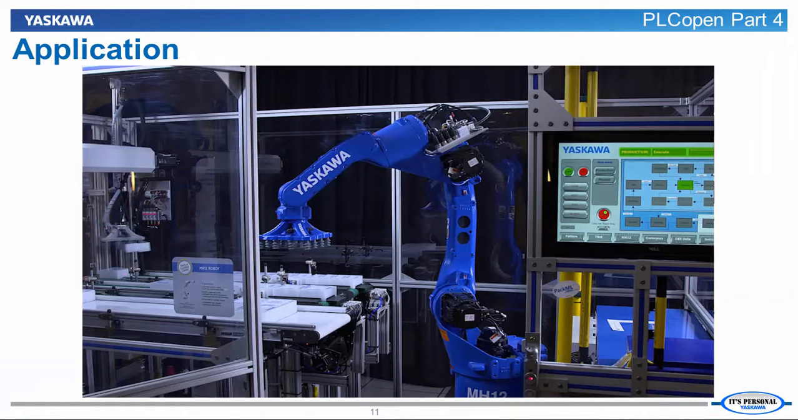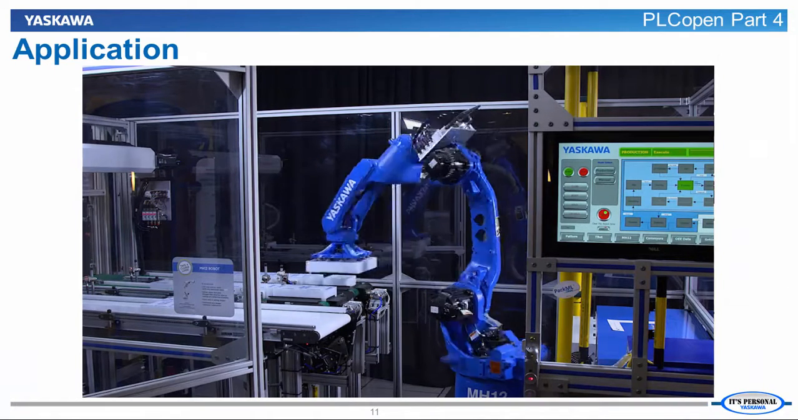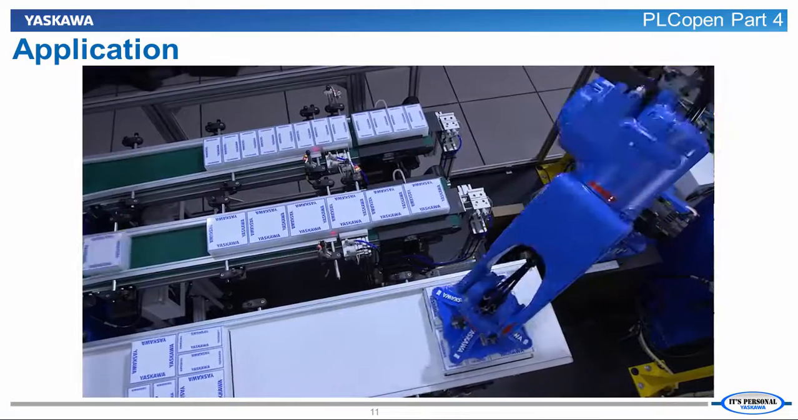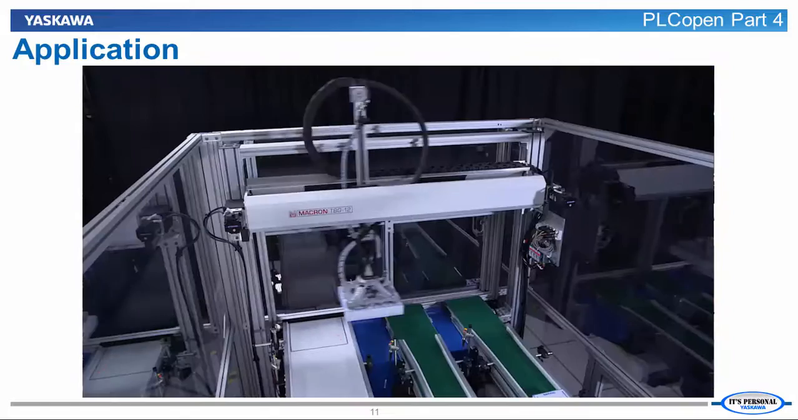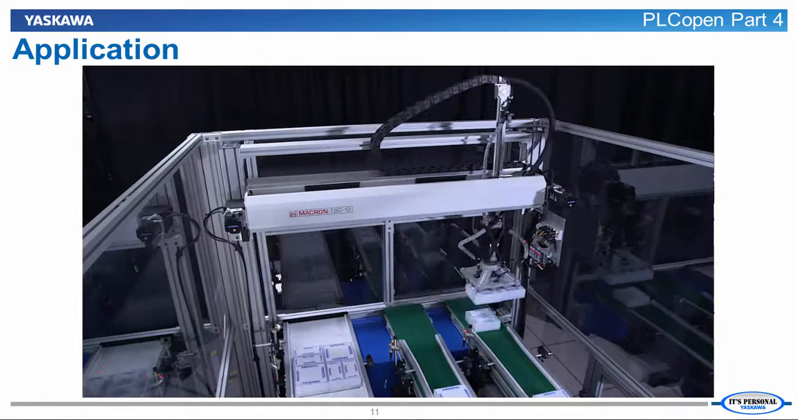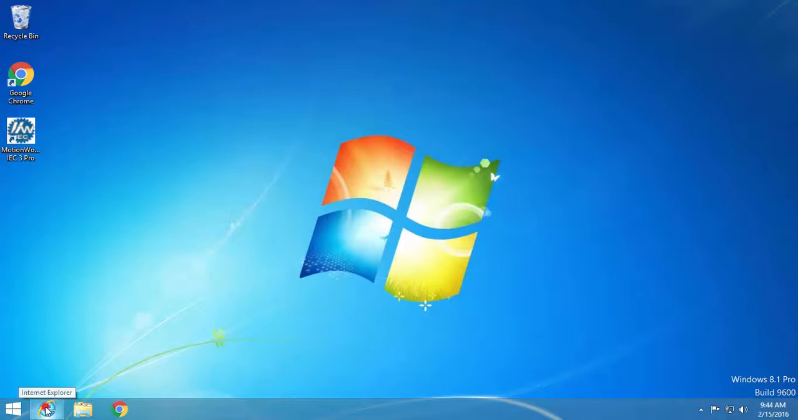Here is a quick video showing an MLX robot arm and a T-bot that have been programmed using the PLCopen Part 4 function blocks. The MH12 robot arm on the left side is picking up and grouping the pieces off of the 2 smaller conveyor belts and placing them on the main conveyor belt, while the T-bot on the right side of the machine is picking up the group pieces off of the main conveyor belt and splitting them up between the 2 smaller conveyor belts.